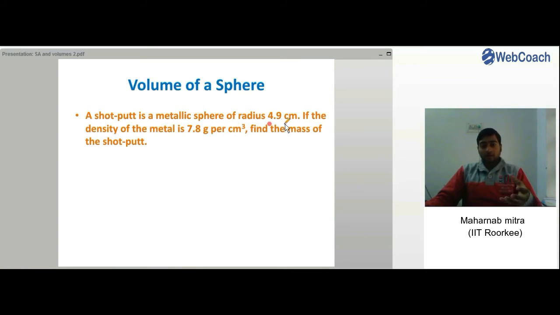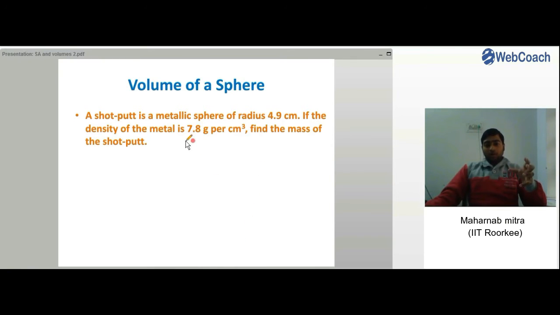A shot put is a metallic sphere of radius 4.9 centimeters. Right? A shot put ball, which is very heavy actually. It is a metallic ball, a metallic sphere, and this is of radius 4.9 centimeters. Now, if the density of the metal is given as 7.8 grams per centimeter cube, then find the mass of the shot put ball.